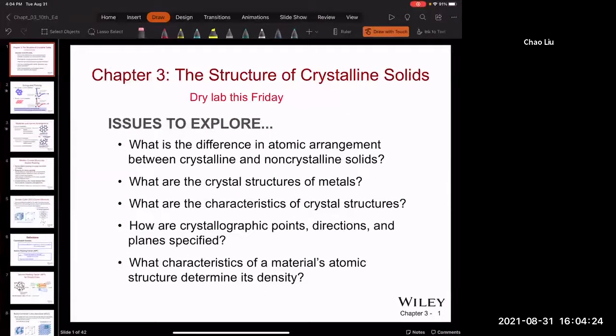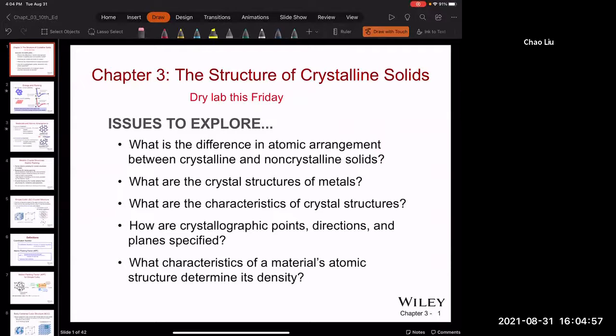Okay, this is chapter 3. In chapter 2, we gave some basic understanding about the bonds and the structure. That is important because the material property heavily depends on how the bonding is. And when you have the bond, depending on the material, the bond might have a different way of arrangement. So here, we are going to focus on the solid.